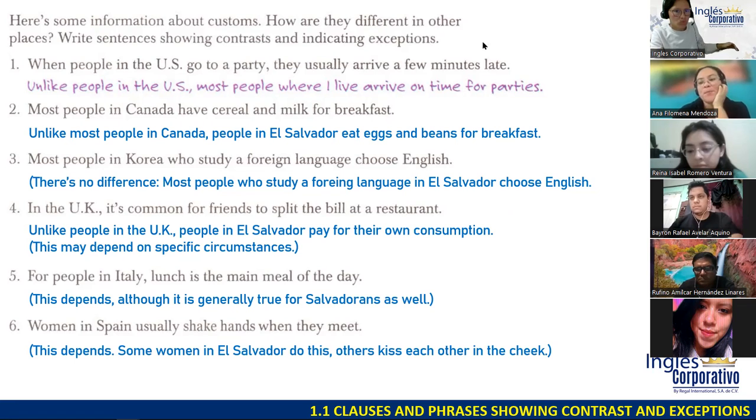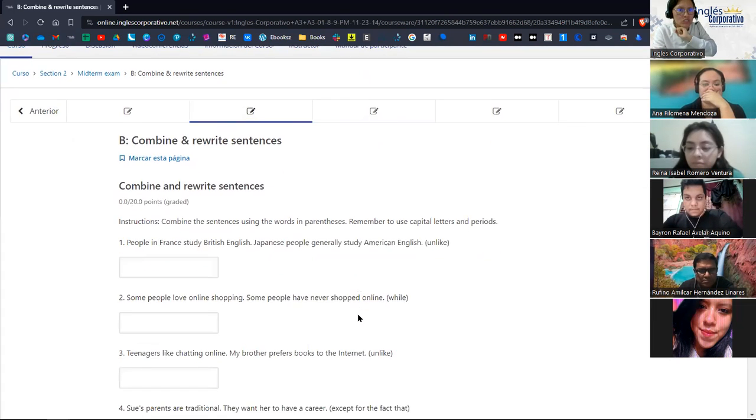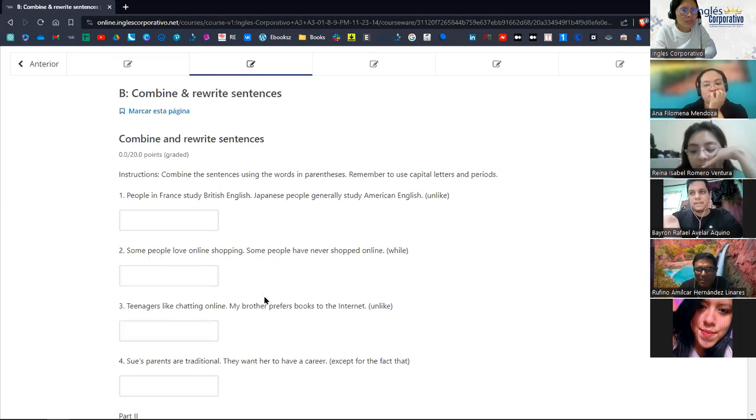So I'm going to share with you the platform. Okay, this is the exercise that Anna was talking about. And this is in the midterm exam. And don't worry, guys, bueno, en mi caso, yo trabajo así, creo que Teacher Iván trabaja de una forma diferente, pero en mi caso, pues, yo contesto preguntas de cualquier sección, ¿verdad? No hay problema. Entonces tenemos acá instructions. Combine the sentences using the words in parentheses. Remember to use capital letters and periods, okay? Here we have the first one.